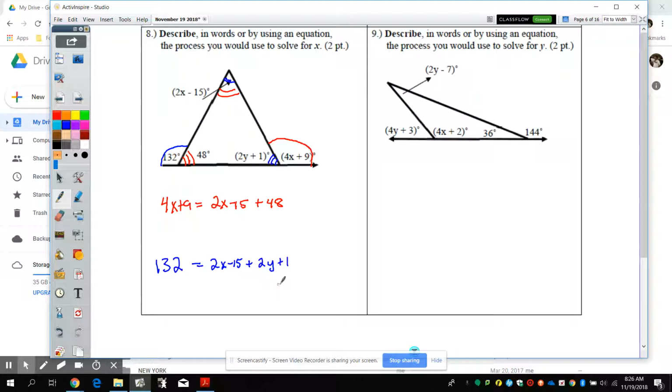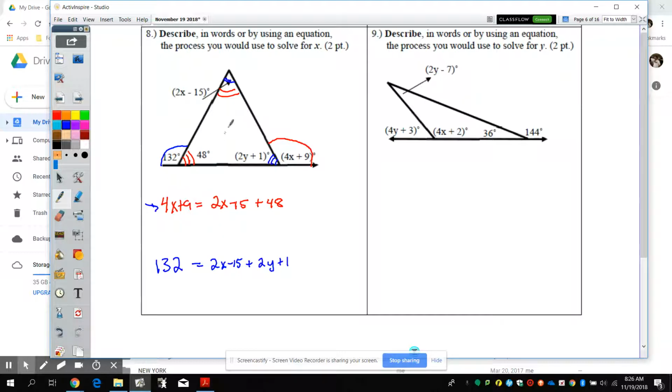Okay, so we're going to get these questions here. But notice with this one, if I was solving for y, I'd have to find x first so that I could solve for y. Now, this particular problem doesn't say to solve for either one. It says in words or by using an equation, describe the process you would use to solve for x. And so we just really need to describe how I would solve for x, which is what I'm doing right here.